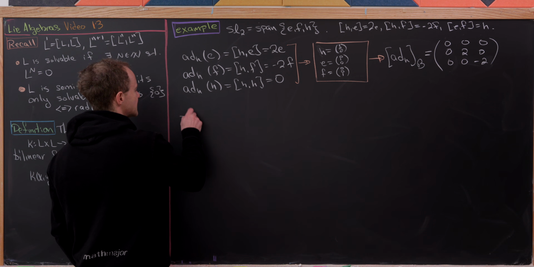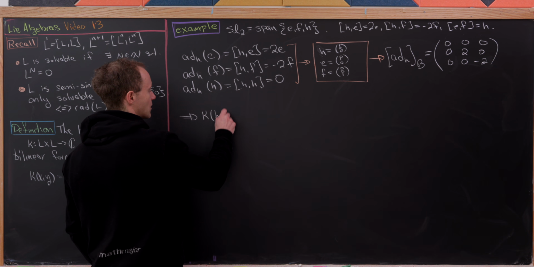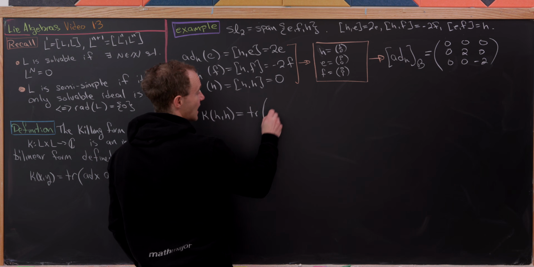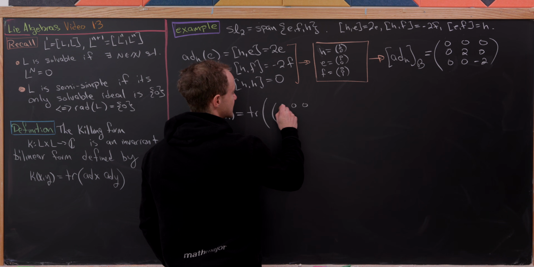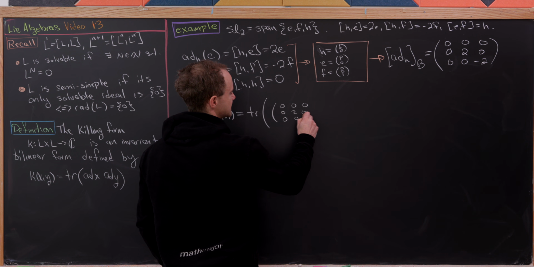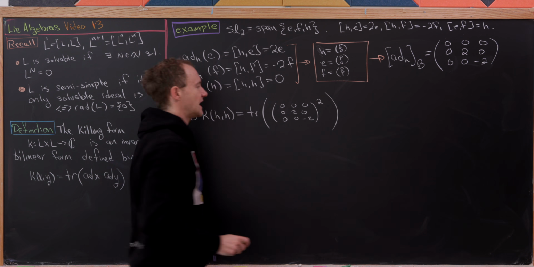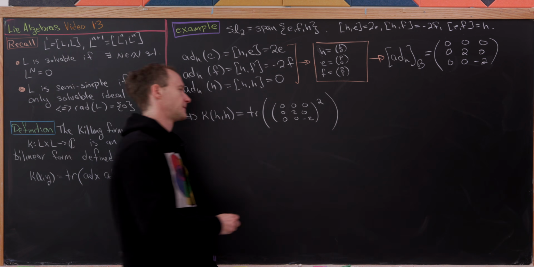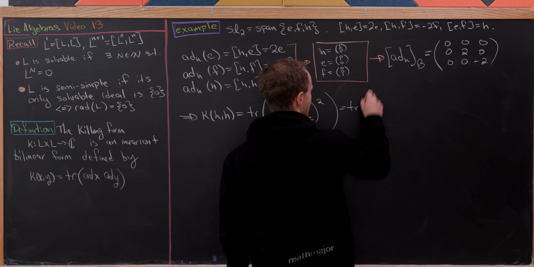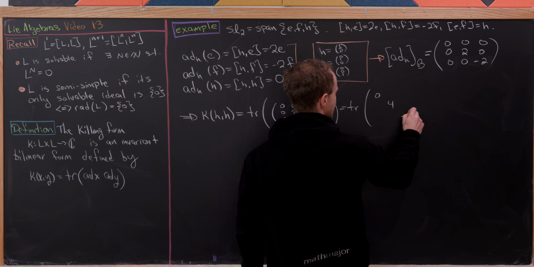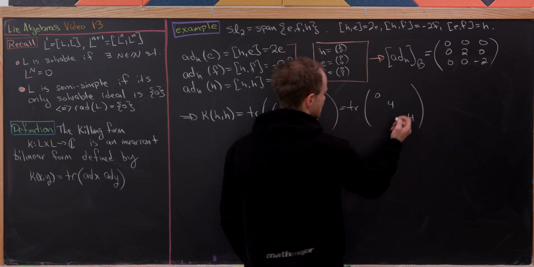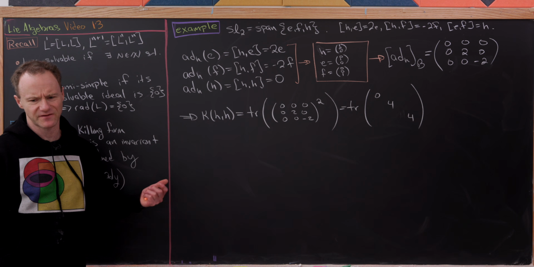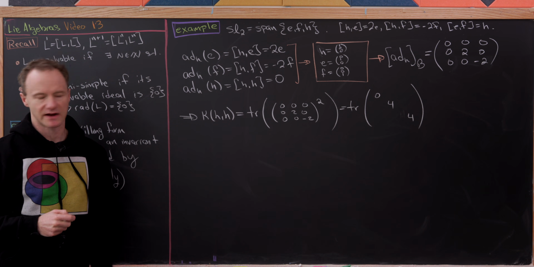Okay, so let's observe that that means the Killing form of H with itself is going to be equal to the trace of this matrix, with 0, 2, and minus 2 on the diagonal, squared, because we're simply multiplying that matrix by itself. That is equal to the trace of the diagonal matrix with 0, 4, 4 on the diagonal. Of course, we're using the fact here that minus 2 times minus 2 is positive 4.